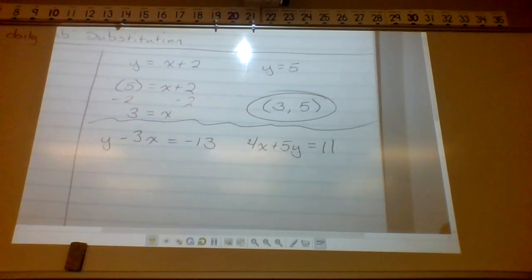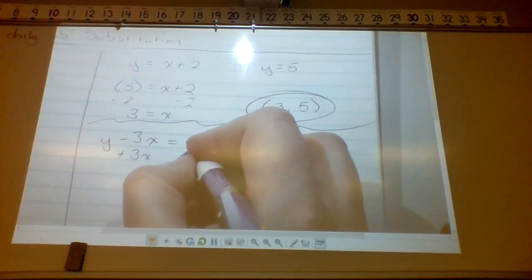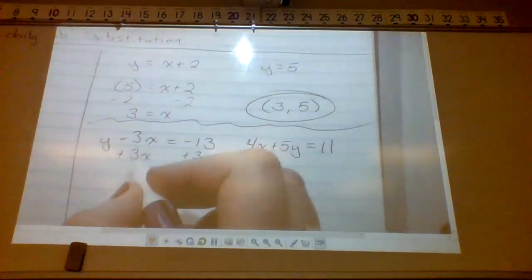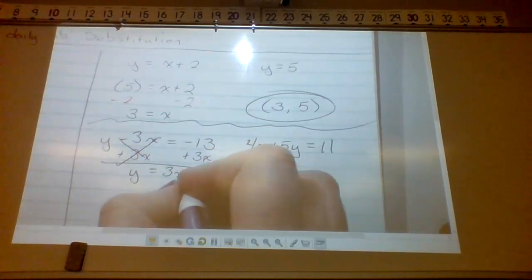You have to solve that to get that. Which one do you see a variable without a coefficient? The first one or the second one? First. So let's get that variable completely by itself. Is the y isolated? No. Can we get it isolated? Yeah. How? Subtracting. It already says subtract 3x. Add 3x to both sides. So this cancels out, and you have y equals 3x minus 13.